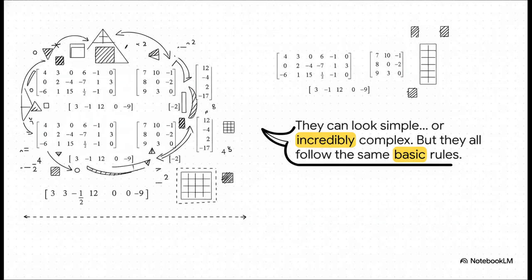And they can look all sorts of ways, right? You might see a tall, skinny one that's just a single column, a long, flat one, a neat little square, or a truly massive grid. But here's the amazing part. No matter what they look like, they all play by the exact same set of rules. And that's what we're here to learn.